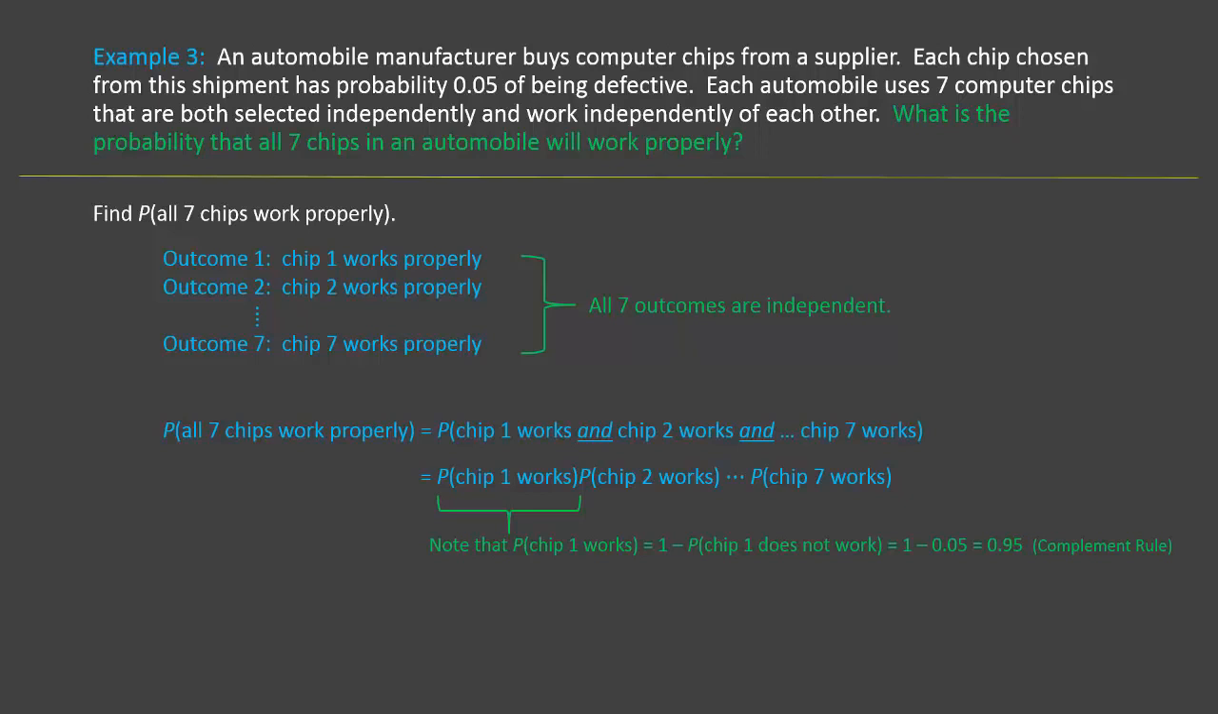This is the same for all 7 chips. So we're going to have 0.95 7 times here. That's 0.95 to the 7th power, which is 0.6983. Therefore, the chance that all 7 chips work properly is almost 0.7 or about 70%.